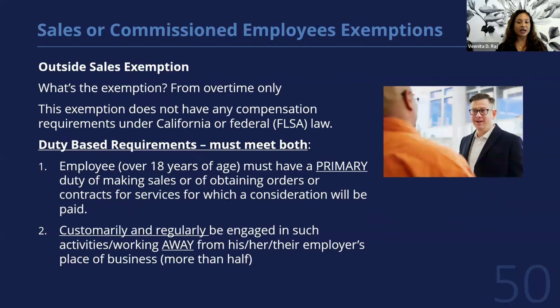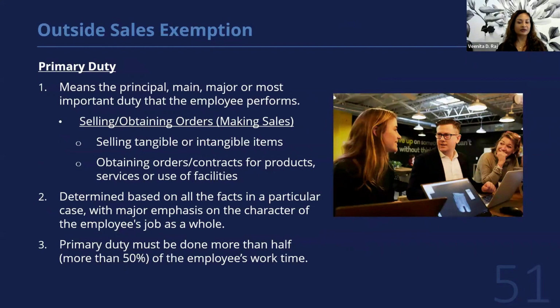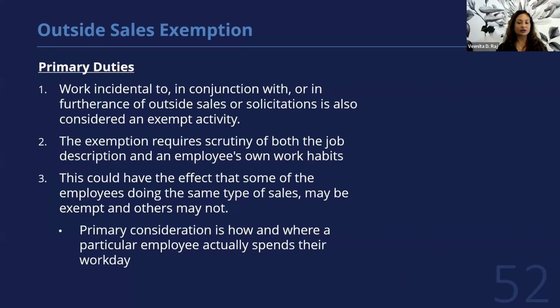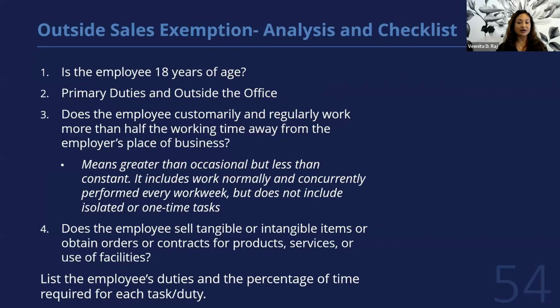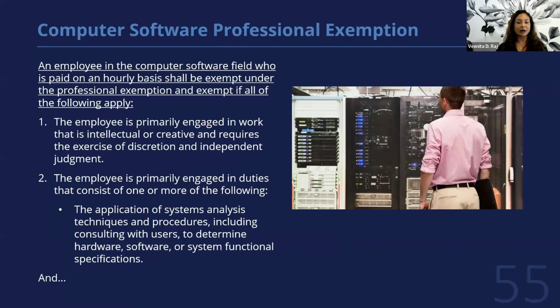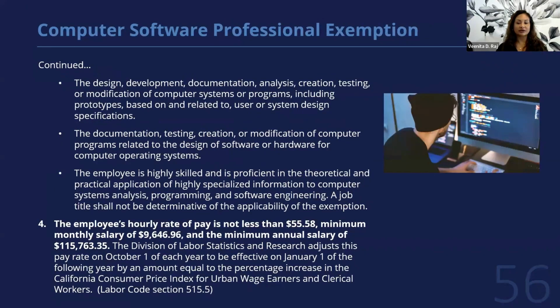Next, we have the outside sales exemption. The next few slides cover that. And then the final exemption, at slides 55 and 56, is for the computer software professional exemption, which has four main criteria. And most importantly is the hourly rate or the minimum annual salary of $115,763.35.